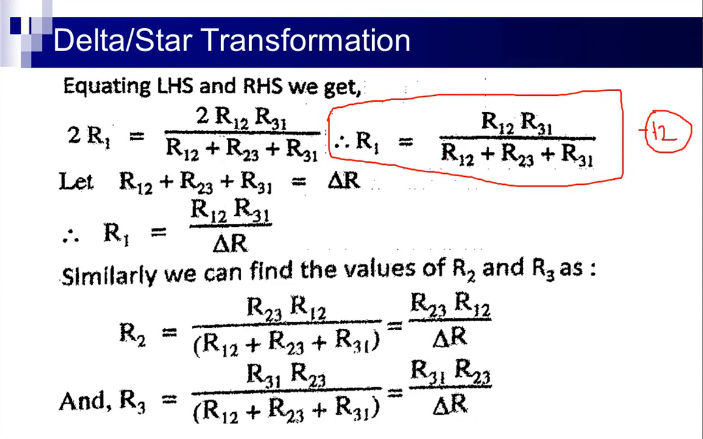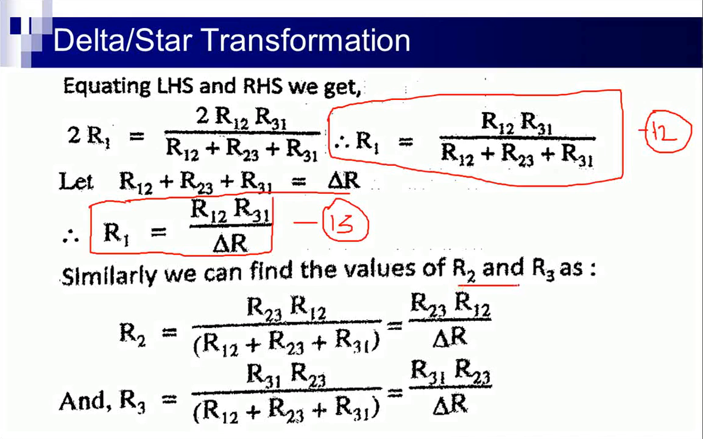And this denominator term I can also write as delta R. Hence the value of R1 can be written in this format also, equation number 13. So similarly we can find out the values for R2 and R3.